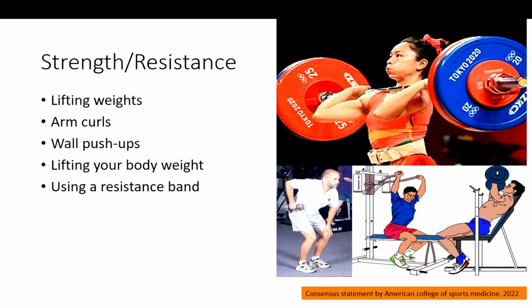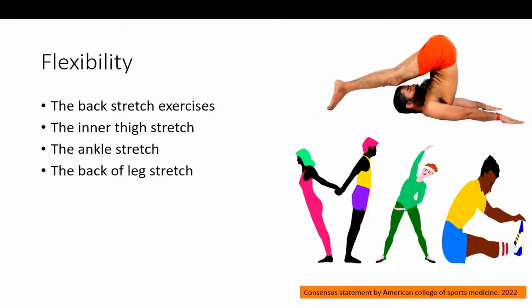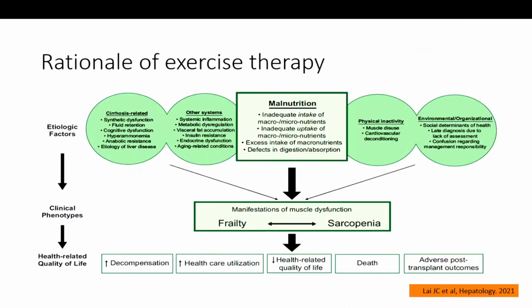Then coming to strength or resistance exercises, these include exercises like lifting weights, arm curl, wall pushes, or using a resistance band to do these exercises and many more. Then comes exercises for balance, which could be yoga or tai chi or standing on one foot or doing the heel to toe walk. And then comes finally the flexibility exercises, which could be various kinds of stretching exercises, including the inner thigh stretch, ankle stretch, and back of leg stretch.